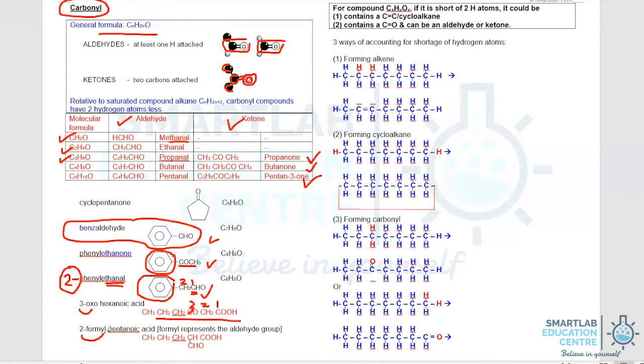If aldehyde is actually a side chain, we'll use the term formyl. So in this case, we have 2-formyl pentanoic acid. So there's carbon number 1, so there's carbon number 2. So the aldehyde group is actually bonded to carbon number 2.